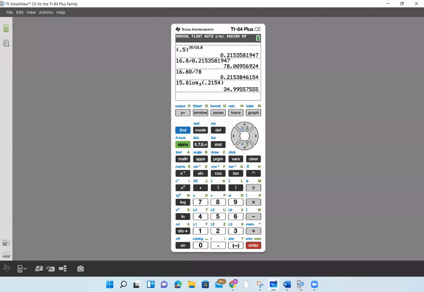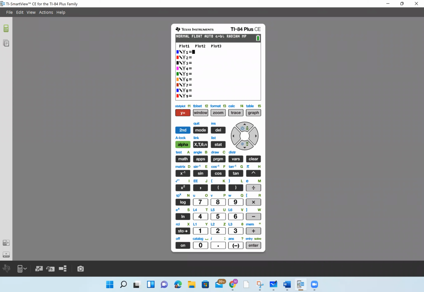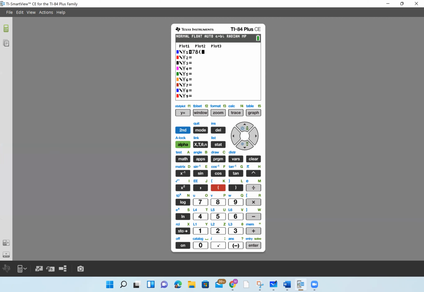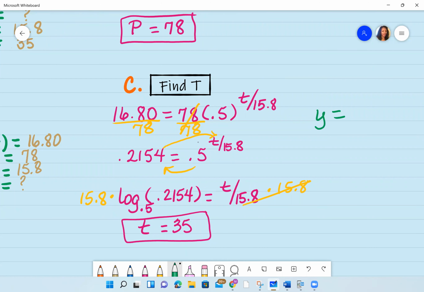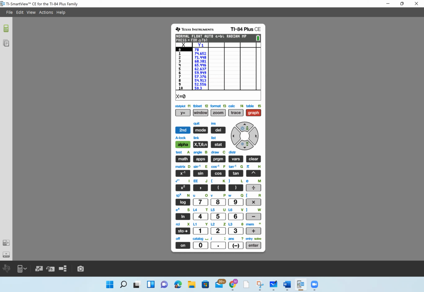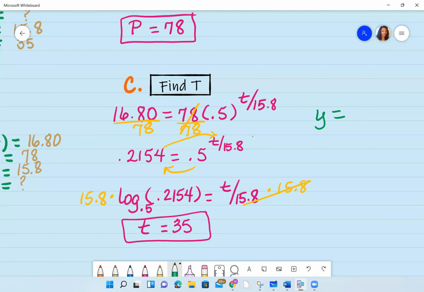So we're going to go to y equals. Let's clear all that out. Under y equals, we're going to type in 78, all of this, times 0.5. But instead of raising it to the t, we're going to raise it to x because we're using our table, and our table has x and y's, divided by 15.8. Then, like I said, go to your table, which is second table. You go over to y and you're looking for 16.80.